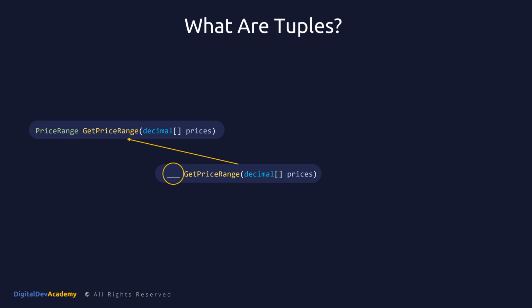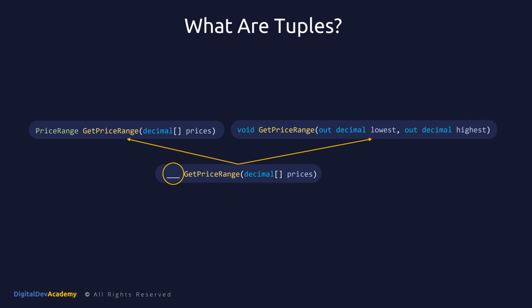When returning a group of values, one option is to create a custom type using a class, struct, record, or a record struct. In this case, a price range type with lowest and highest properties. The problem is, what if this is a private method you only need in one place? That means you're creating a brand new type with its own dedicated file just to return two values. That seems like an overkill.